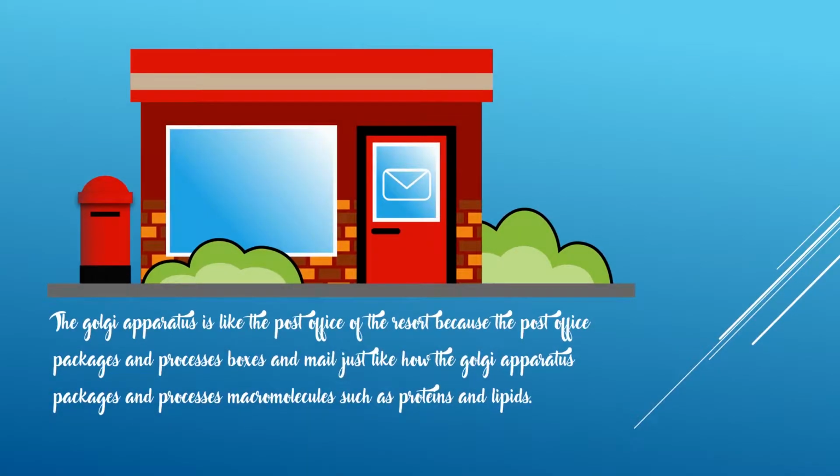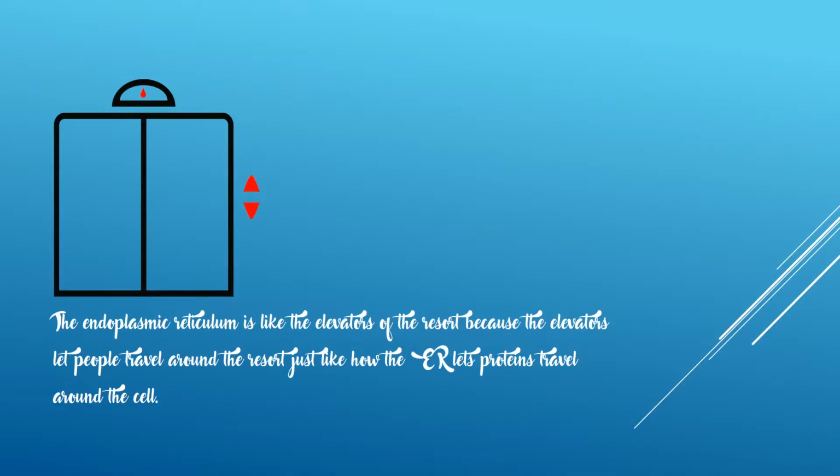The Golgi apparatus is like the post office of the resort because the post office packages and processes boxes and mail, just like how the Golgi apparatus packages and processes macromolecules such as proteins and lipids. The endoplasmic reticulum is like the elevators of the resort because the elevators let people travel around the resort, just like how the endoplasmic reticulum lets proteins travel around the cell.